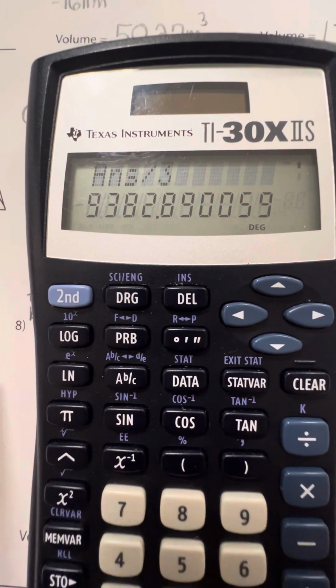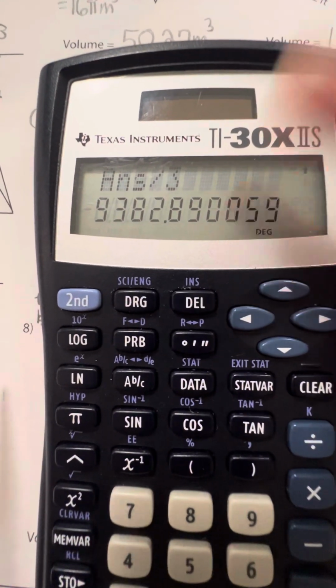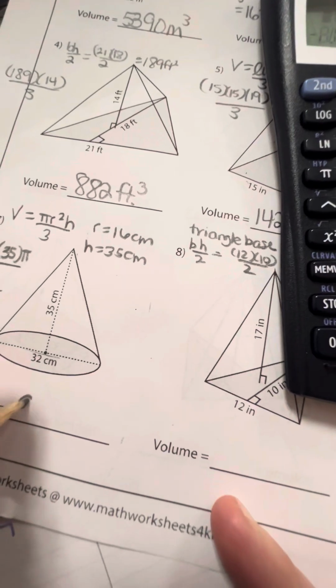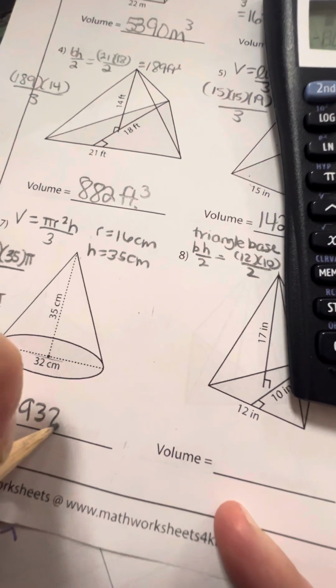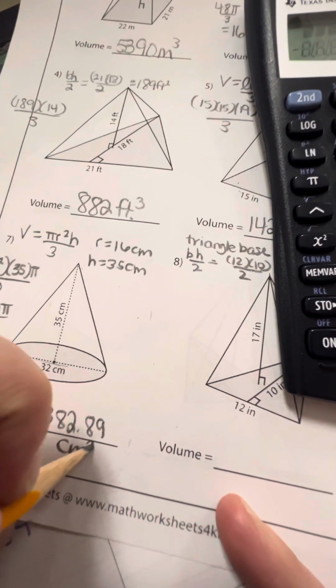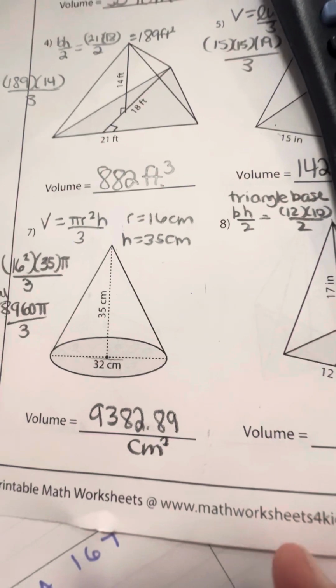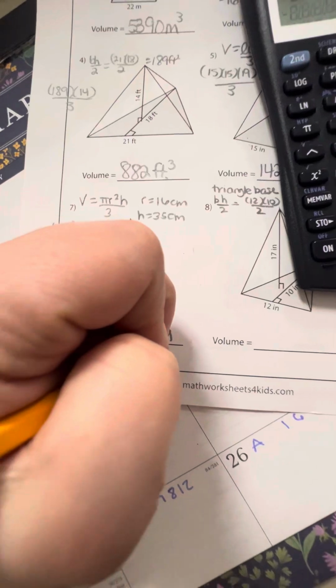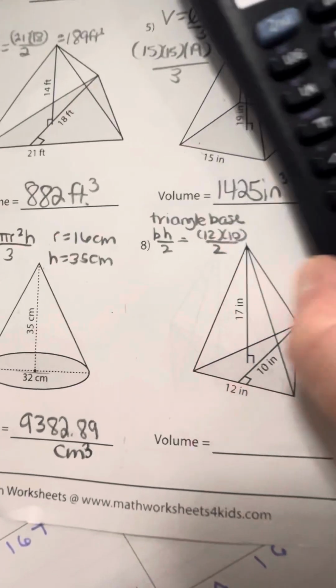9,382, and it's 0.89. The 0 after the 9 isn't going to move that, so that's going to be my finalized answer. So it's approximately 9382.89. This is centimeters cubed. So that would be our answer for that one. It is cubed.